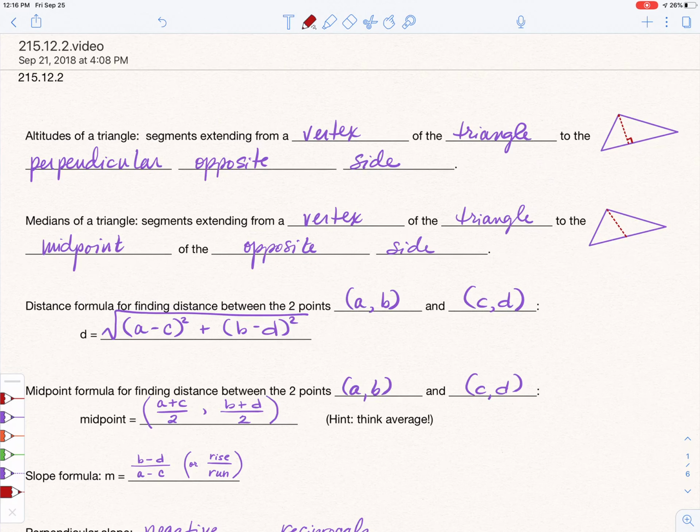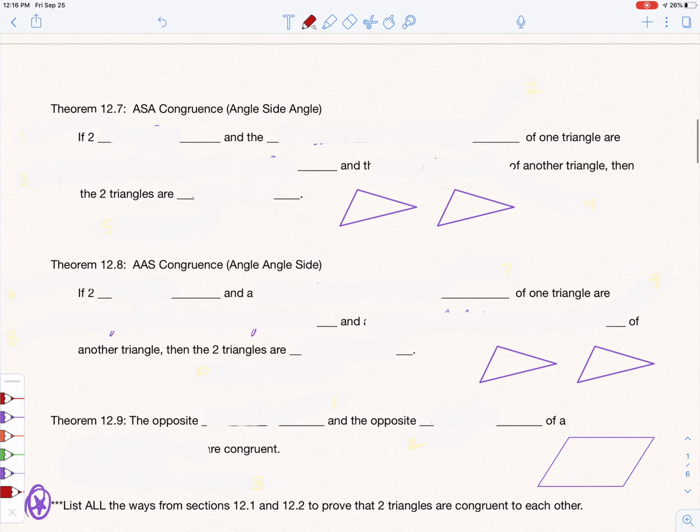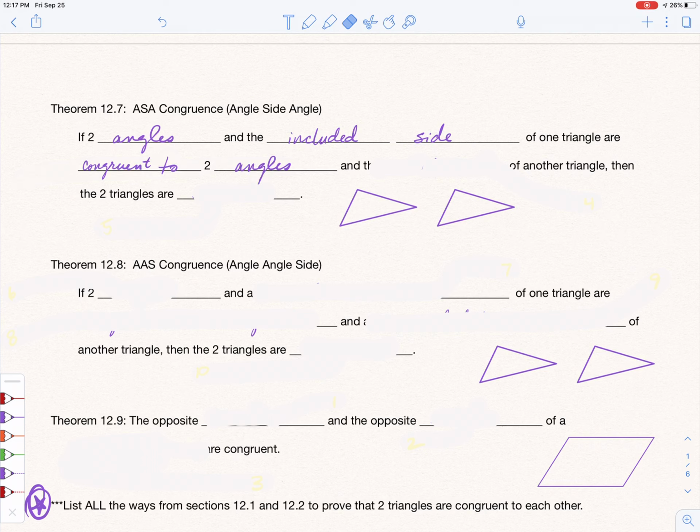Hey folks, so this is the second video in this section that deals with some theorems that we're going to be running into. So go ahead and go down to the list of theorems. The first one that we have is called the angle-side-angle congruency theorem. What we've got here is if you have two angles and the included side of one triangle, and you know that those are congruent to two angles and the included side of another triangle.